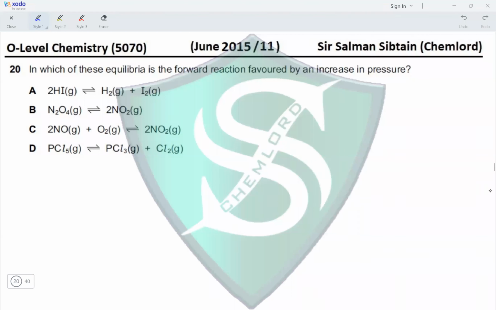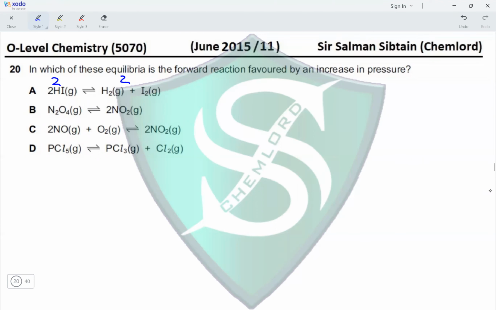Question 20. In which of these equilibria is the forward reaction favored by an increase in pressure? So an increase in pressure favors the side of the reaction with the lesser number of moles. So we need to calculate the number of moles of reactants and products, and the forward reaction would be favored in the equilibrium where there are more moles of reactants than products. So in the case of A, there are 2 reactants and 2 products. So equilibrium will not be favored whether the pressure is increased or decreased.